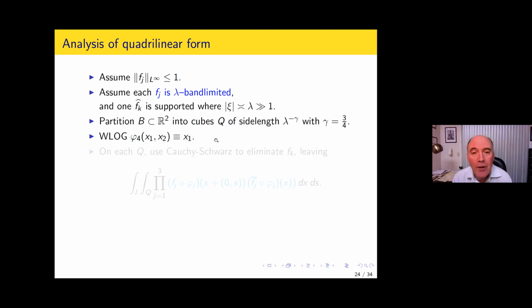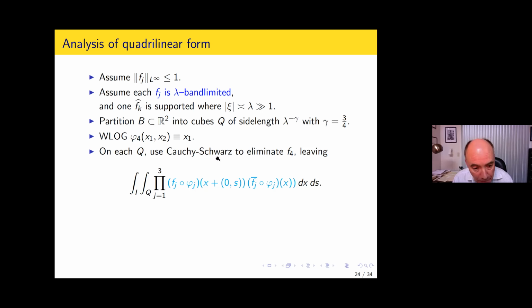All right, so I've cut the problem up into subproblems, each of which lives on a cube of length lambda to the -3/4. And then on each cube, we can use the Cauchy-Schwarz inequality to eliminate one factor. So I have some trilinear expression paired with F4. I can use Cauchy-Schwarz to majorize things by the L2 norm of F4 times the L2 norm of a certain quadratic expression. So here's what you get, fixing the cube.